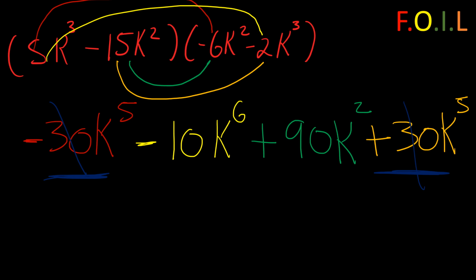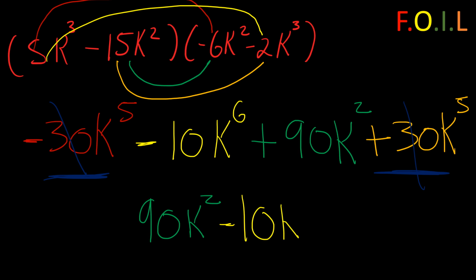So we'll just be left with our 90k squared minus 10k to the 6. So this will be the answer.